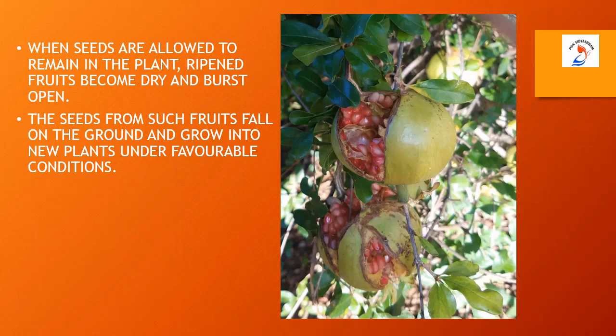When seeds are allowed to remain in the plant, ripened fruit become dry and burst open. The seeds from such fruits fall on the ground and grow into new plants under favorable conditions.